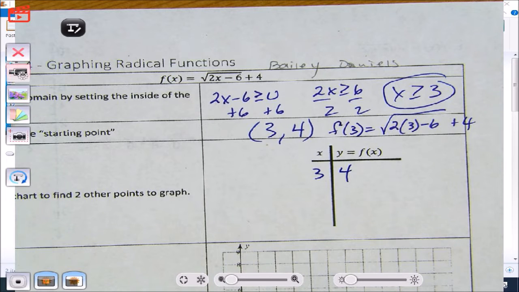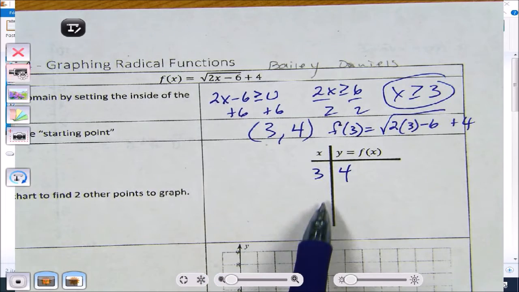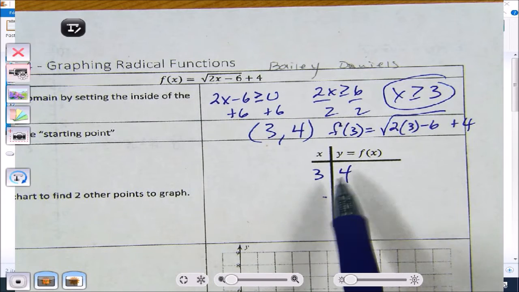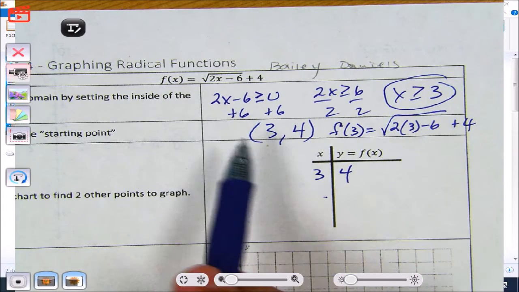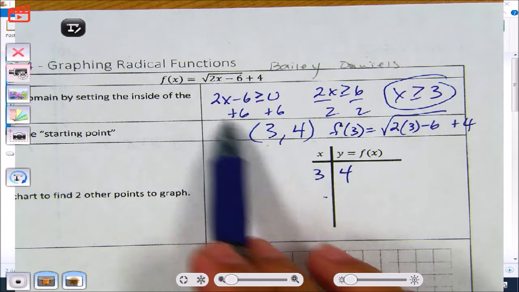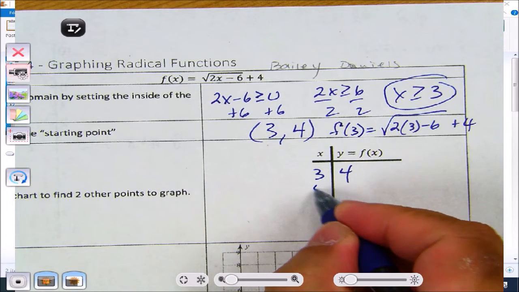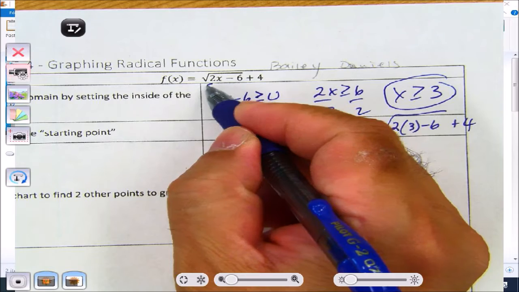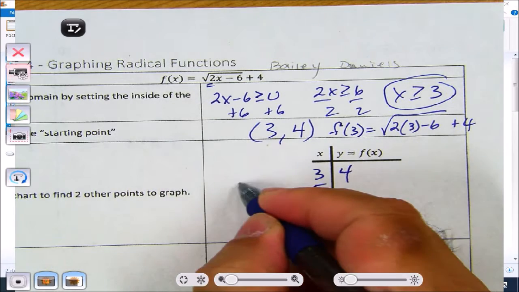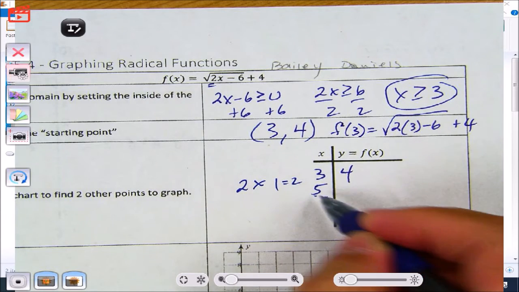Now, you're going to choose a number that you can plug in there and it's nice. The way I do it, I'm going to add two to three. Two plus three is five. Let me show you how I decided to add two. See this number in the front of x? Two times one equals two. So I add two to three.